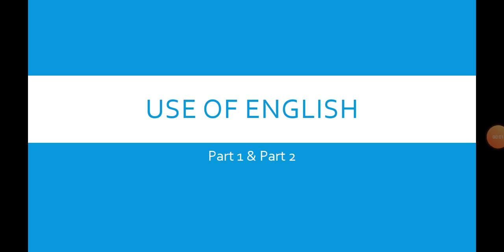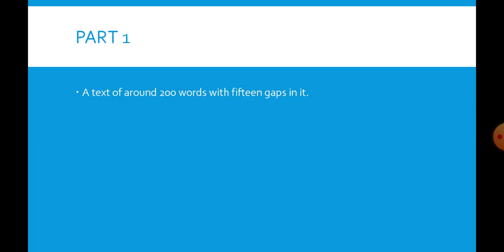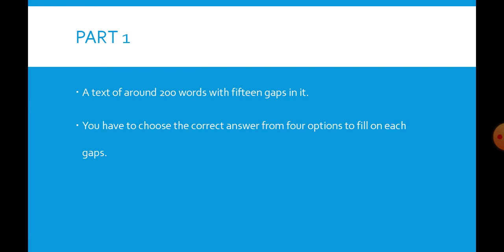Hi students. Okay, in this session you have to do exercise on use of English part 1 and part 2. Let me explain the first part. Okay, part 1 is a text of around 200 words with 15 gaps in it. You have to choose the correct answer from 4 options to fill each of the gaps.